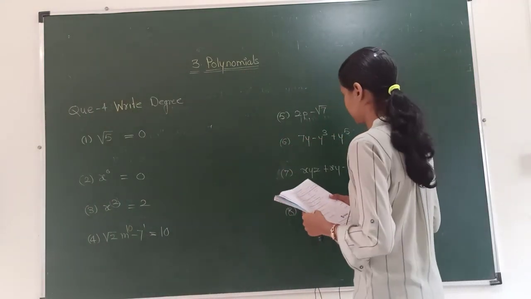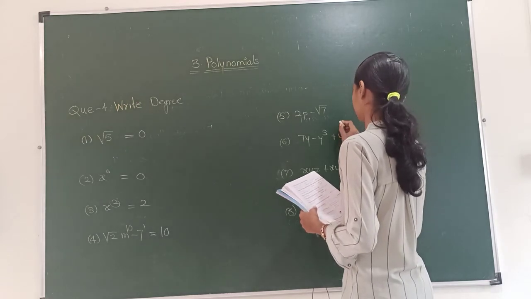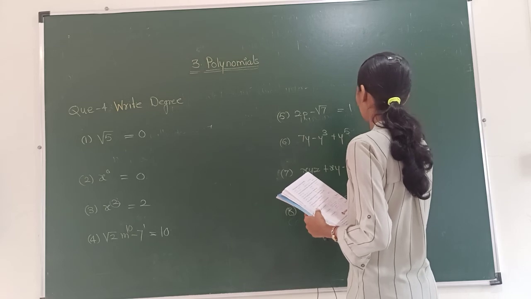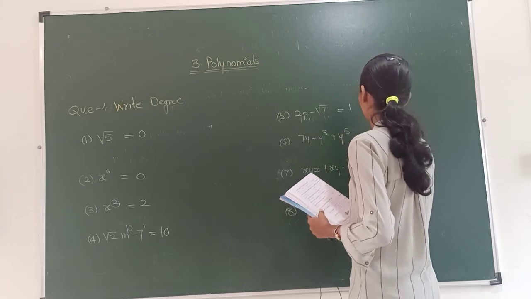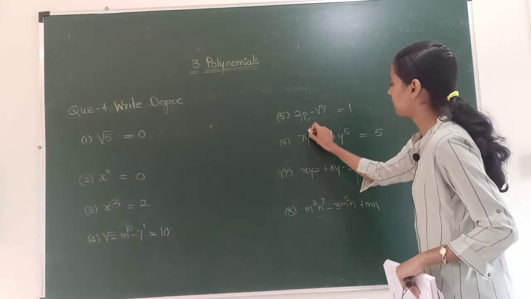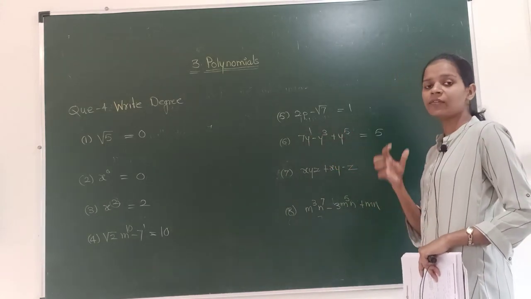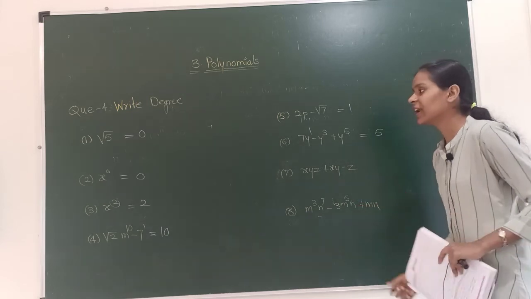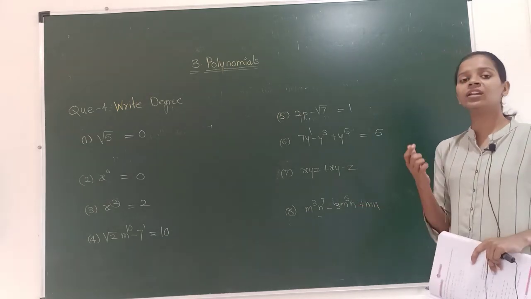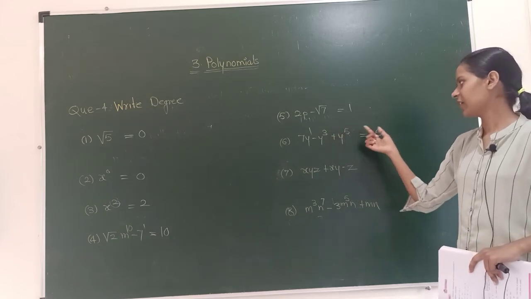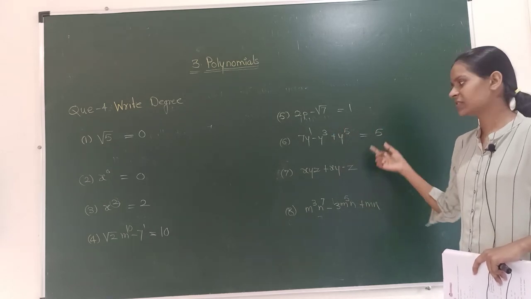Now see, this is the fifth one. Here, the power is 5. Why 5? Because here you can see 3 powers: 1, 3 and 5. You have to choose the greatest power and that will be the degree, okay? The greatest power of the given polynomial is the degree of the polynomial. The greatest power is 5, therefore the degree is 5.